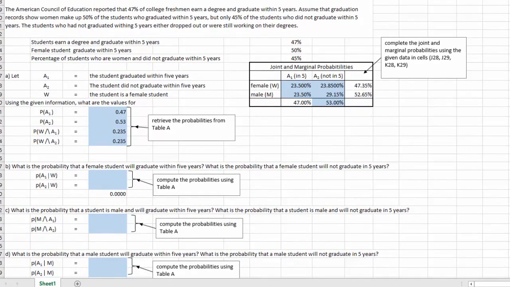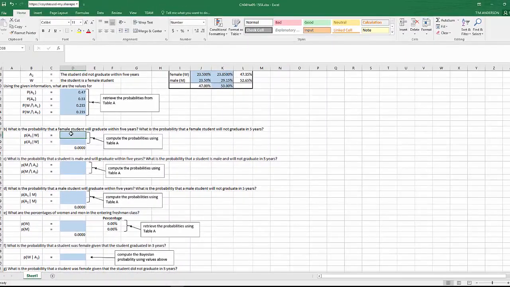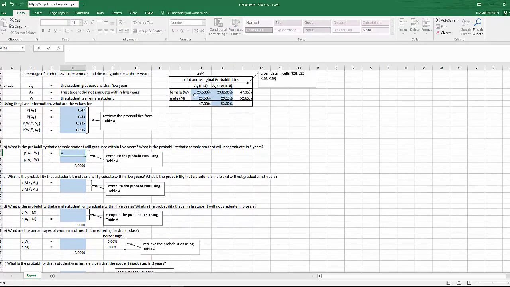All right. Now we want to look at what is the probability that a female student will graduate within 5 years. What is the probability that a female student will not graduate within 5 years? So now we know these numbers here. Okay? So the probability of event A, given that they're women, equals the probability that they're female in event A1 divided by the probability that they're female across the board, which is 47.35% of the population that we're looking at. Okay? So there you go.